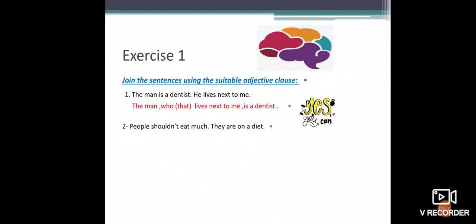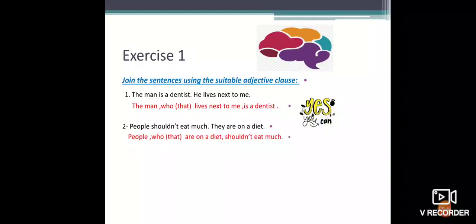Number 2, people shouldn't eat much. They are on a diet. Can you make the suitable adjective clause here? Excellent. People who or that are on a diet shouldn't eat much.